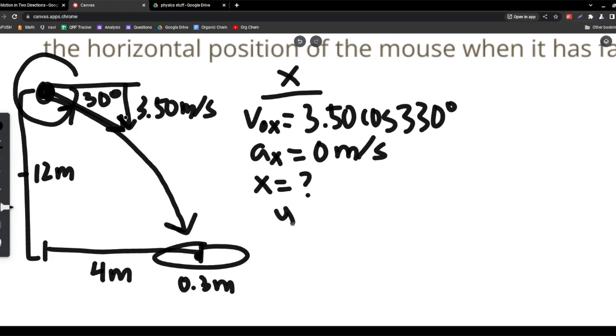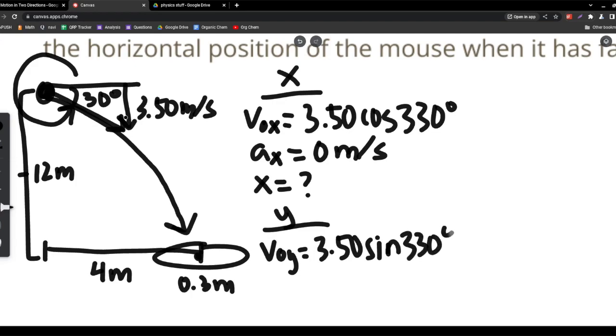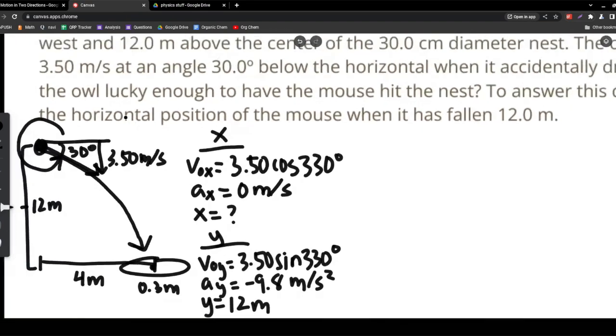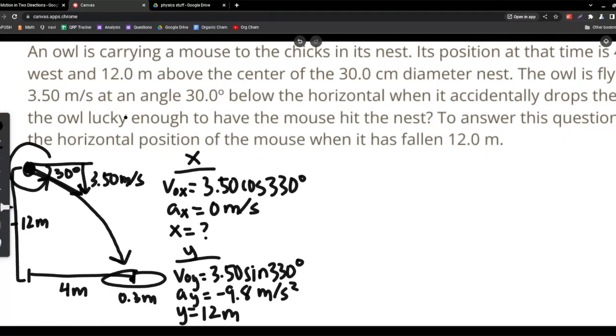And then we have our y component. The y component of velocity is 3.50 sine of 330. And then acceleration is just gravity. It's negative 9.8 meters per second squared. We know that y equals 12 meters, and that's pretty much all they give us. So what do we do with this information?